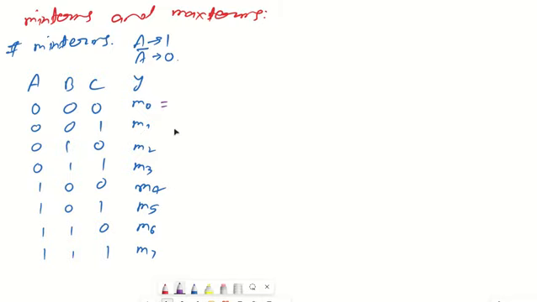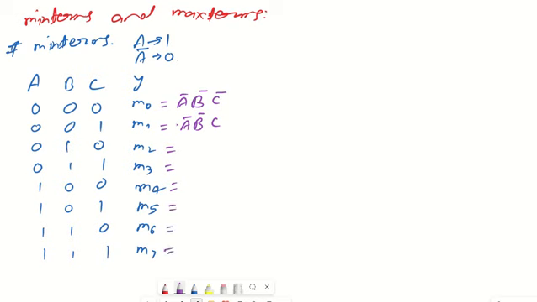C is 0, so it is C bar. So can I write it down? A bar, B bar, C bar. So similar to that, if I see an expression, this will be M1, which will be what? A bar, B bar, C. So similar to that, each one of them you can write down very quickly.